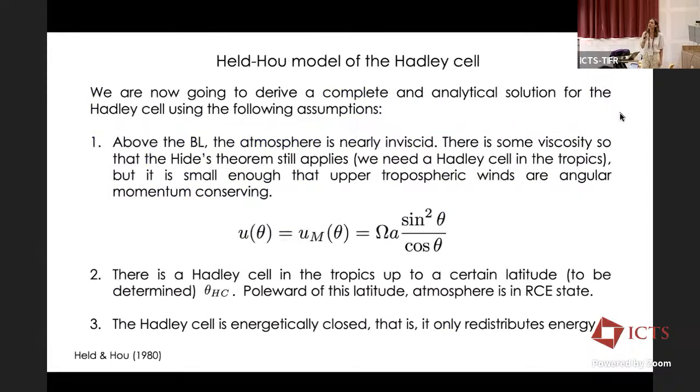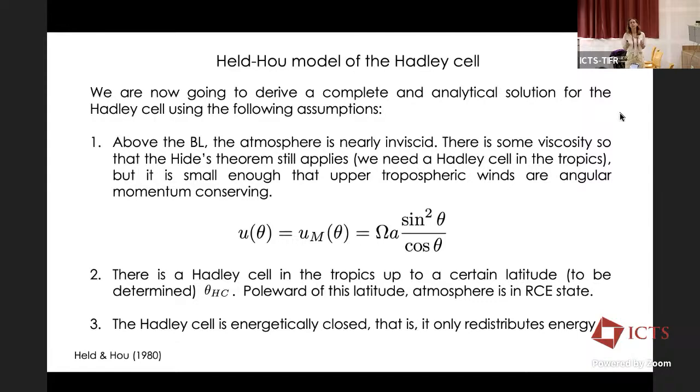Okay, so then we are going to move on, and we're going to be looking at a classic solution of the Hadley circulation, the so-called Held and Hou model. This model remains somewhat of a classic theory for the Hadley circulation because you can derive a complete and analytical solution for important aspects of it, such as the strength and the extent of the Hadley circulation.